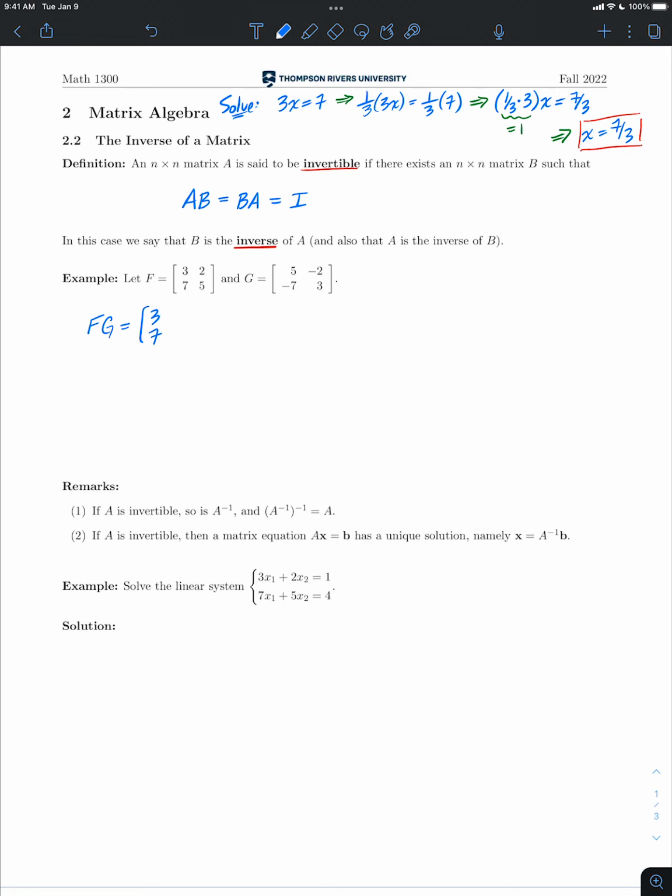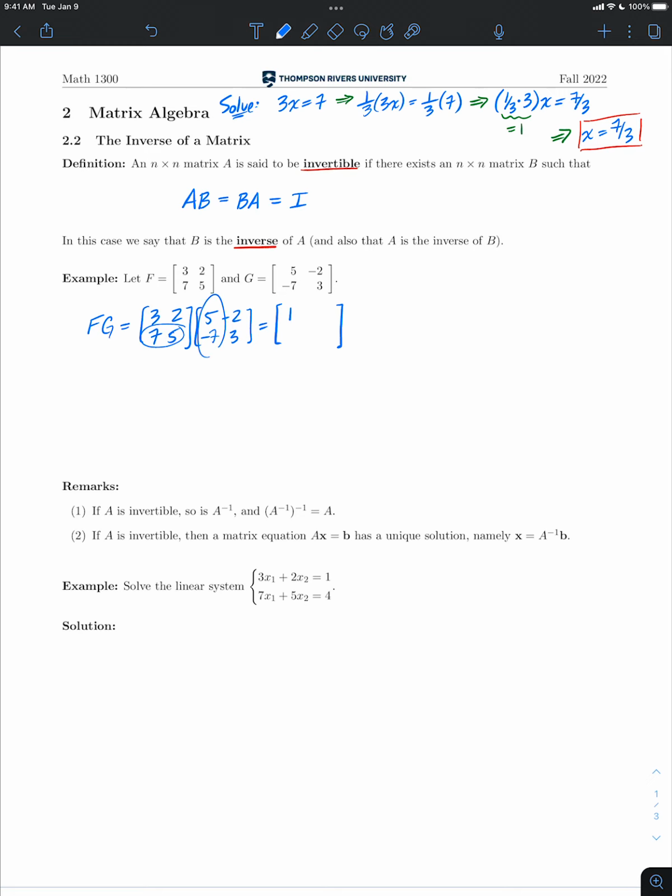So we have 3, 7, 2, 5. And we're going to multiply that by 5, -2, -7, and 3. So the product is going to also be 2 by 2 because both of the factors are 2 by 2. And what do you get if you multiply these matrices? Well, let's do the first, 3 times 5 plus 2 times -7. That's going to be 15 minus 14.